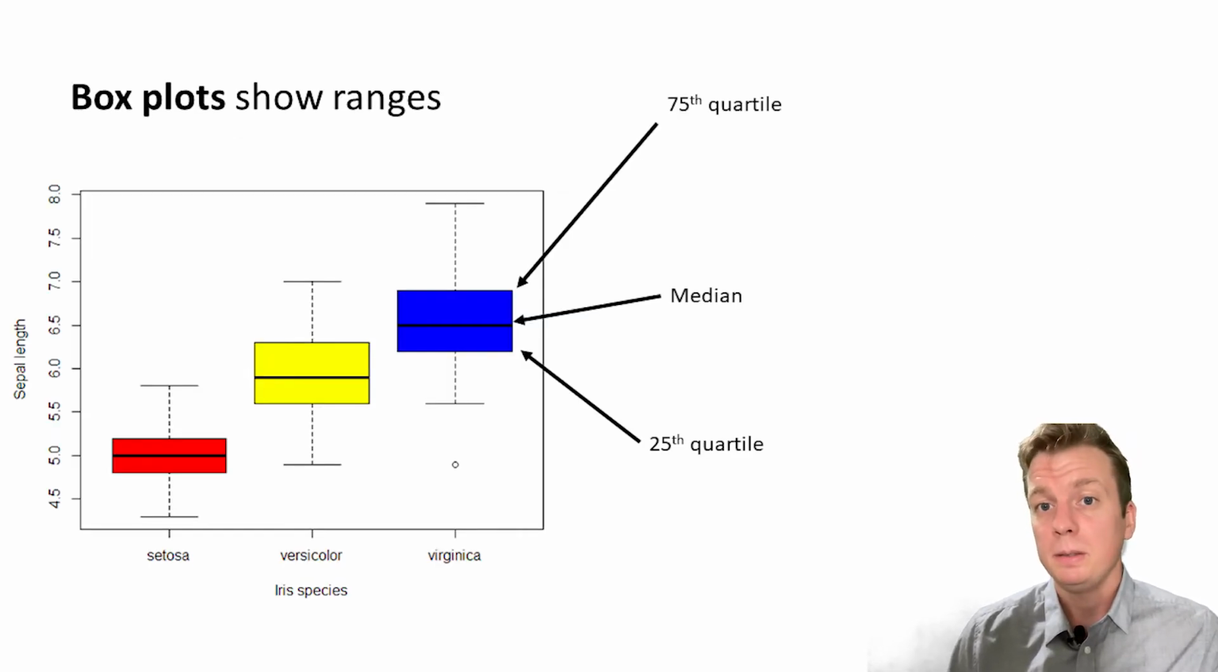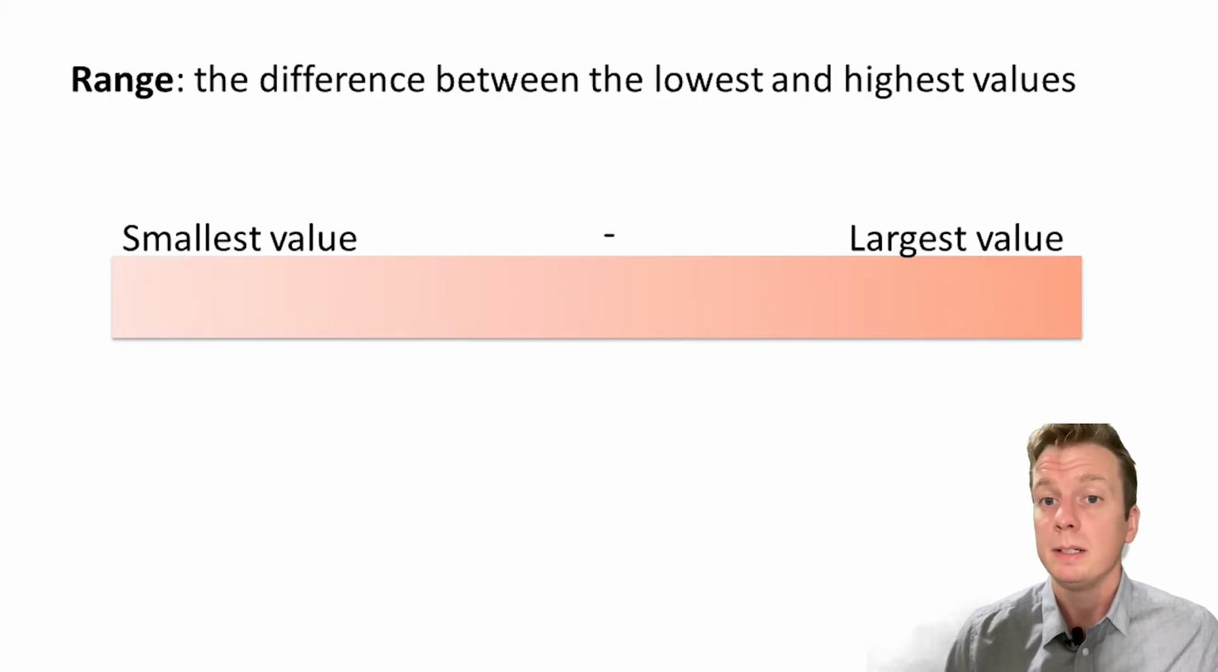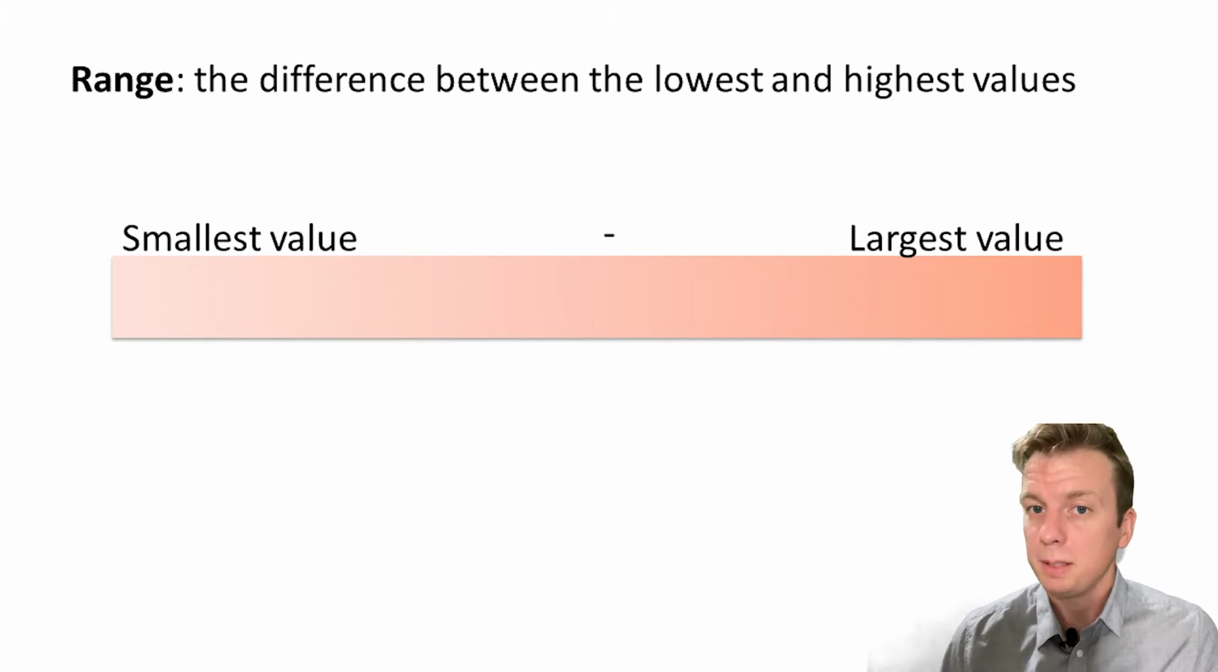Box plots can be used to show ranges. Range is the difference between extreme values. It is a basic measure of variation, but is biased on sample size. Smaller samples tend to give lower estimates of range, and larger samples tend to give higher estimates of range.